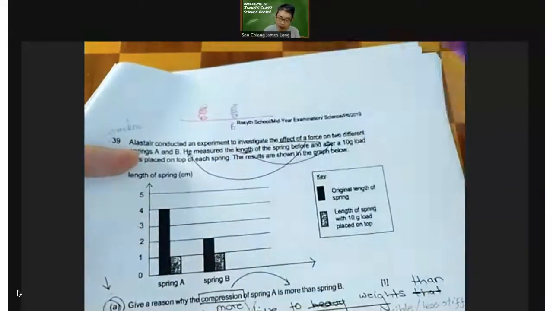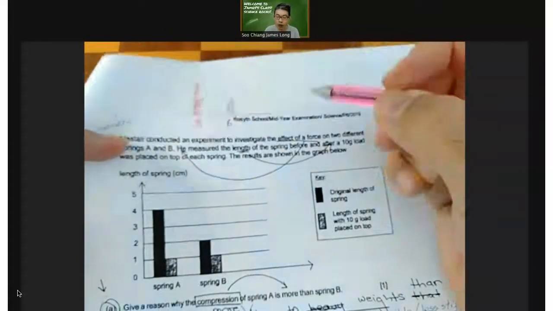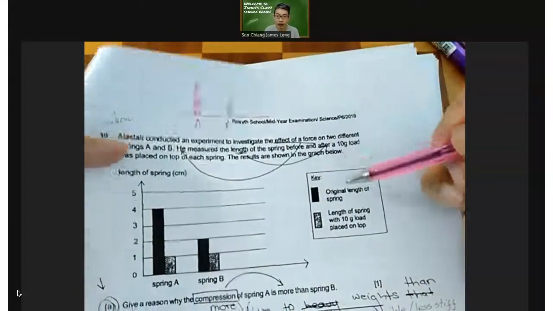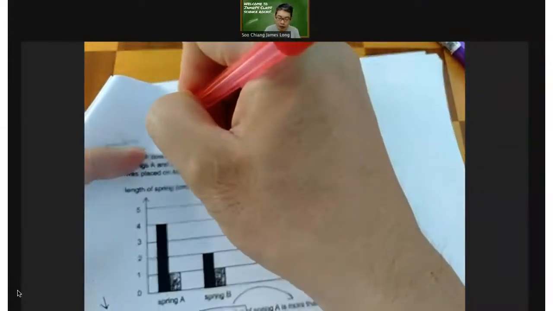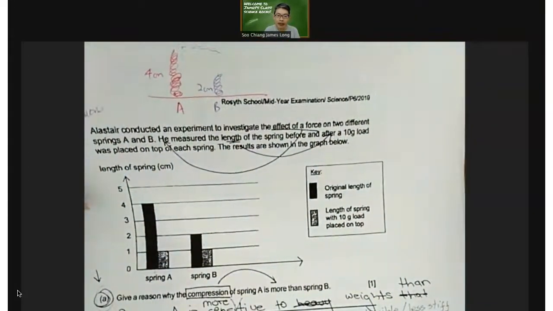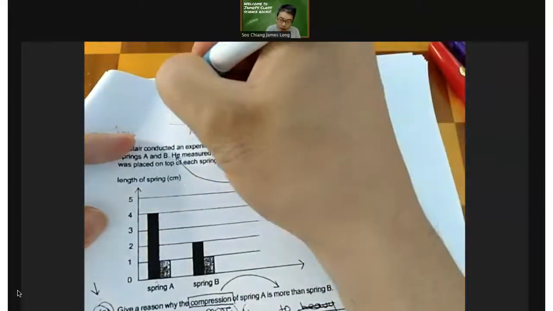If this were to be B and if this were to be A, the original length of A was twice that of B. The original length 4 cm, 2 cm. This will be my 4 cm, this is my 2 cm. And then a load was placed on top of the spring, 10 gram load. So I place a 10 gram load on top.